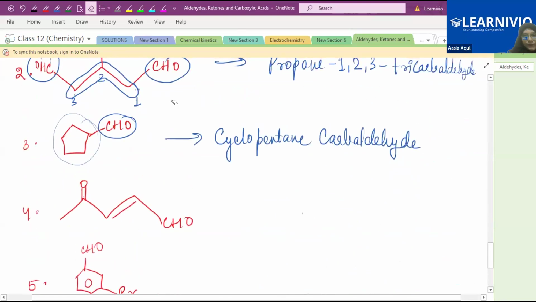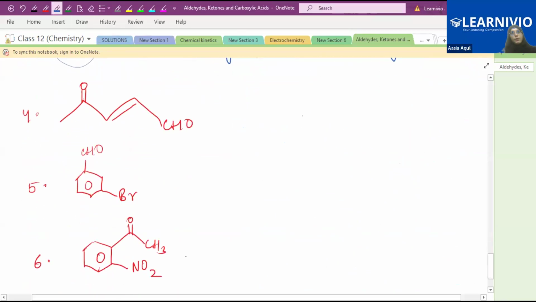Yeah, see this question, question number 4. So how will you write the name? Because there is only one CHO group, you can include this in the parent chain. This will be your parent chain, right? First carbon, second carbon, third carbon, fourth carbon, and fifth carbon. So this is the parent chain.